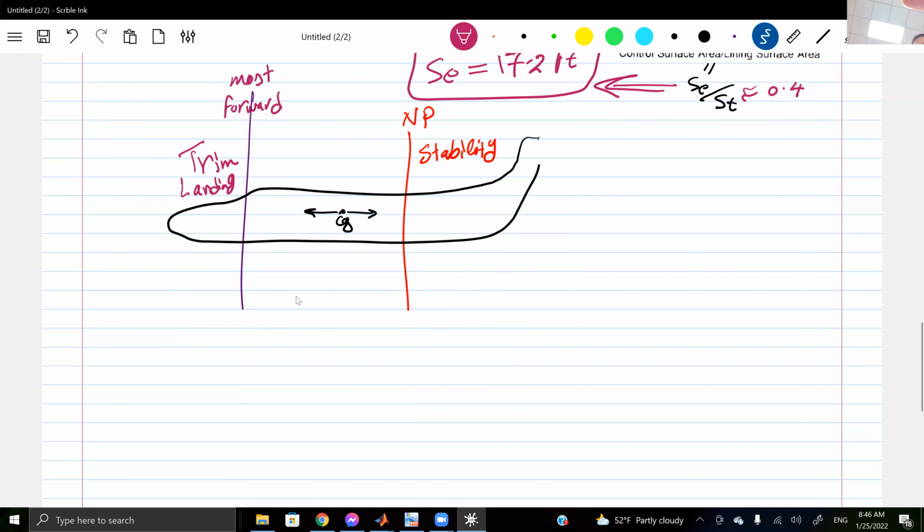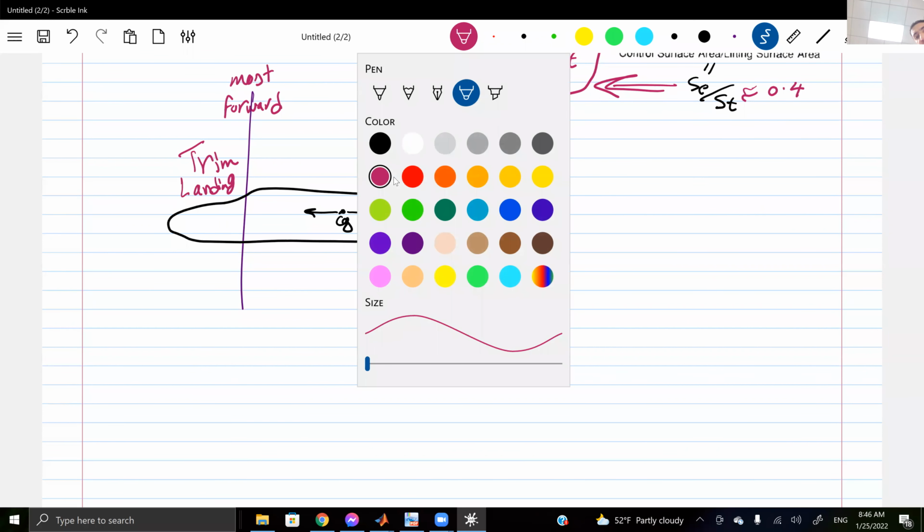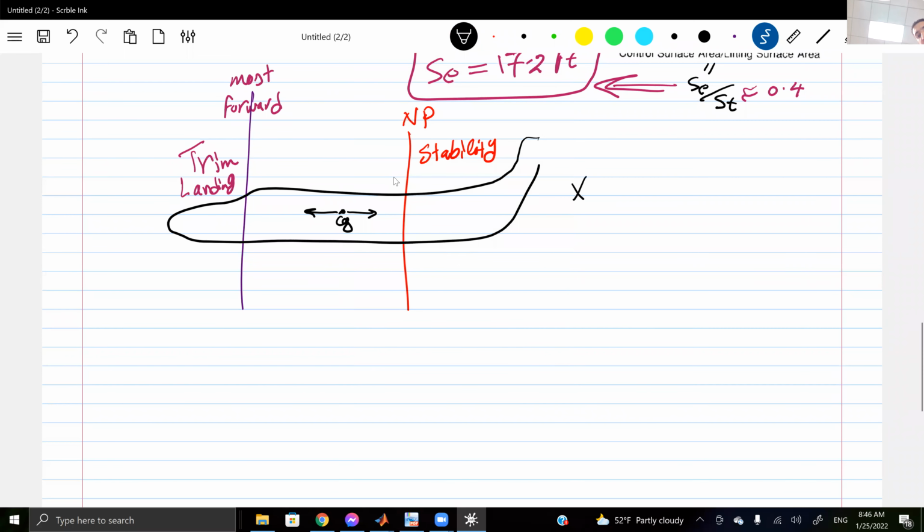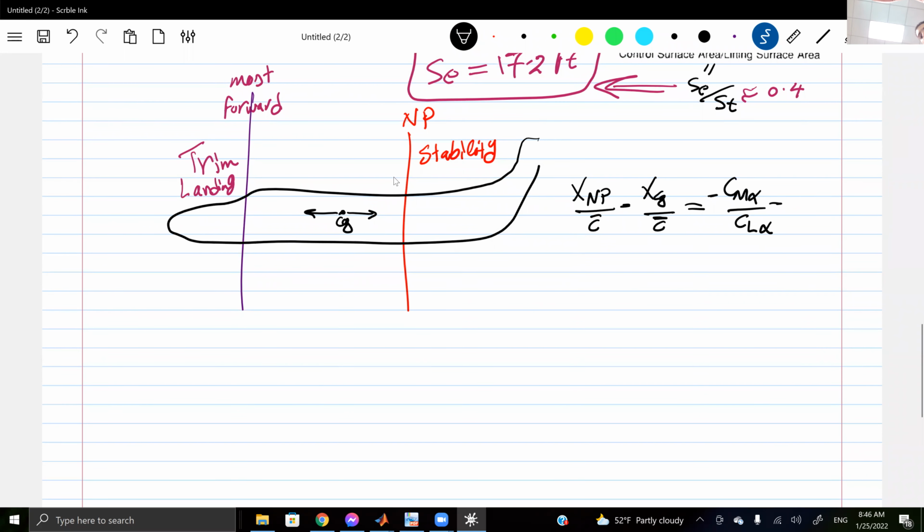The second part of this lecture, which we're going to start now, is to determine this most forward CG location. We learned before how to get the neutral point. If you remember, this was so easy. Here is the equation, X neutral point over C bar. You already did it in the quiz last time and we had some problems on it. X neutral point minus X CG, the distance between the neutral point and the CG, is simply given by negative CM alpha over CL alpha, just the two slopes divided, or if you have the CM versus CL characteristics, it's just the negative of that, right?